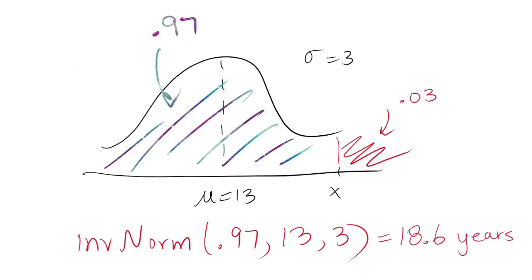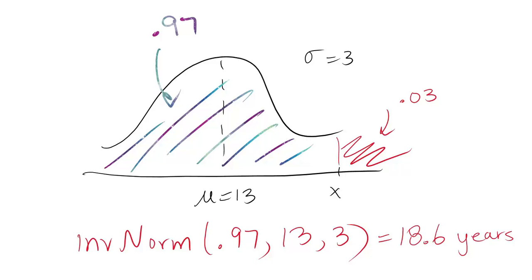You can also think of that in terms of percentages. 3% was to the right, so 97% is to the left. And then we ran the inverse norm function to get that bound. Notice that our answer is bigger than the mean, which makes sense because it was in the top 3%.